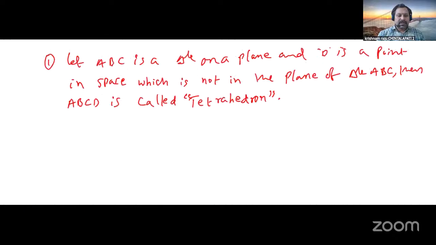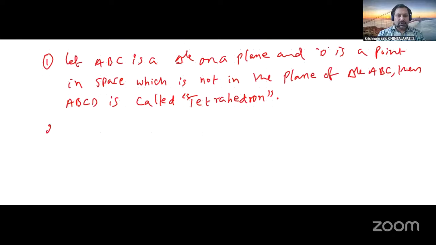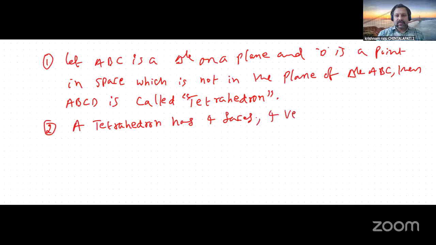Right. Next, second point, a tetrahedron has four faces, four vertices, and six edges. Right? A tetrahedron has four faces, four vertices, and six edges.